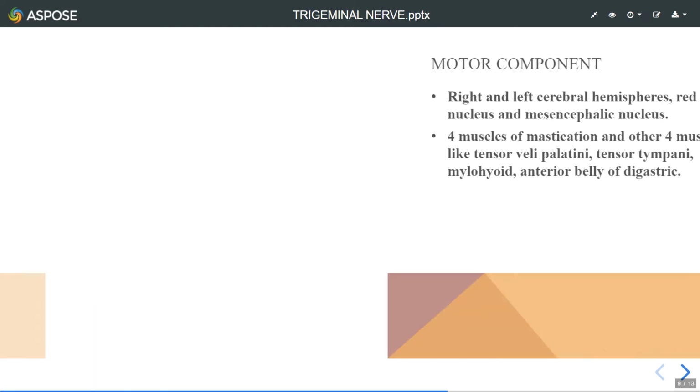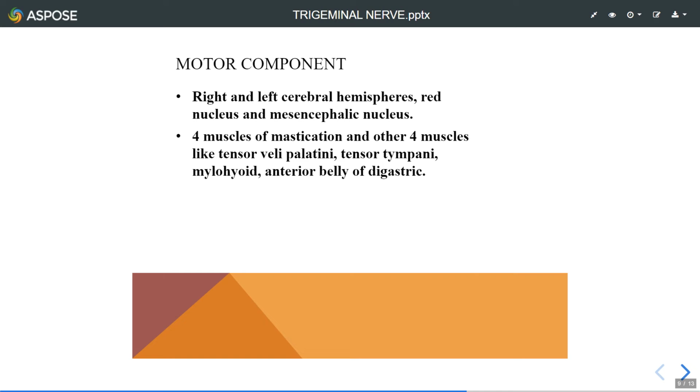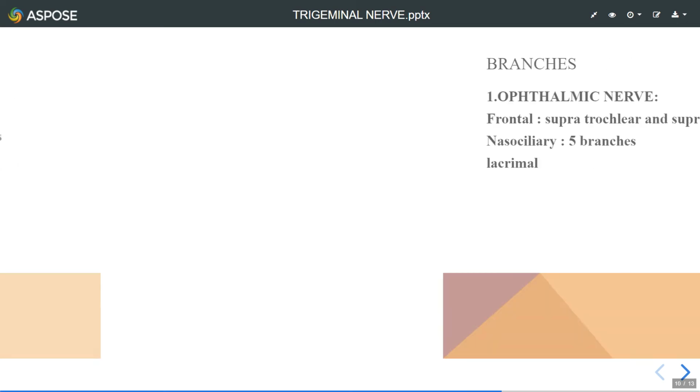Next, we are going to see about the motor component. The motor nucleus receives impulses from right and left cerebral hemispheres, red nucleus and mesencephalic nucleus. The fibers of the motor root supply 4 muscles of mastication and 4 other muscles, that is tensor veli palatini, tensor tympani, mylohyoid and anterior belly of digastric.